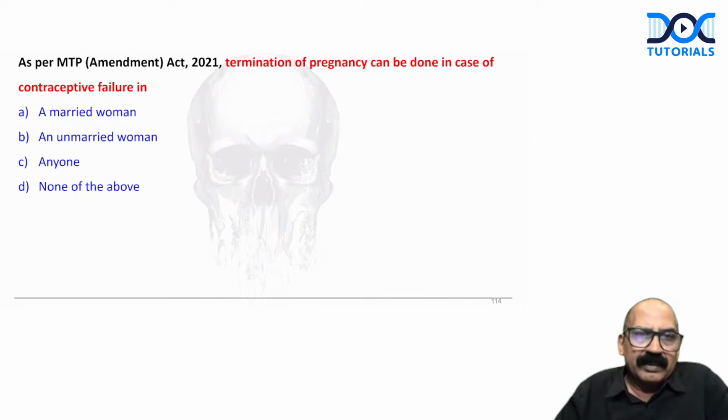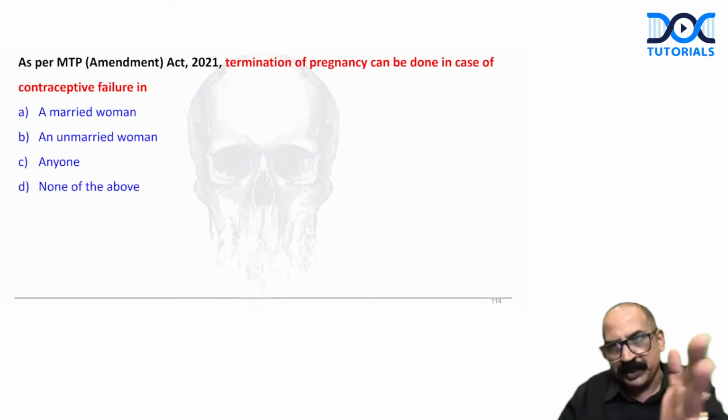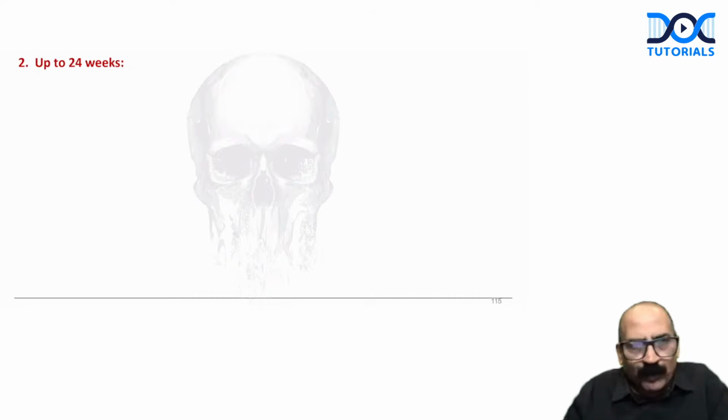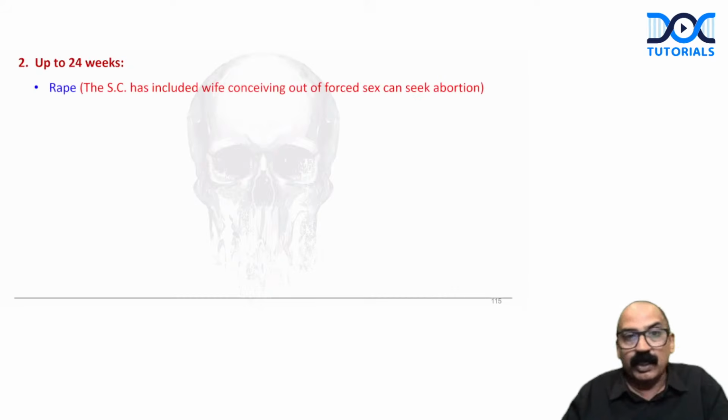Now here, termination can be done for contraceptive failure. Previously, before this 2021 Act, it was a ground only in case of failure of contraception in a married woman, but now in anyone. Up to 24 weeks in case of rape, even if the husband has forcible sexual intercourse with the wife and she becomes pregnant, she can also terminate her pregnancy up to 24 weeks.